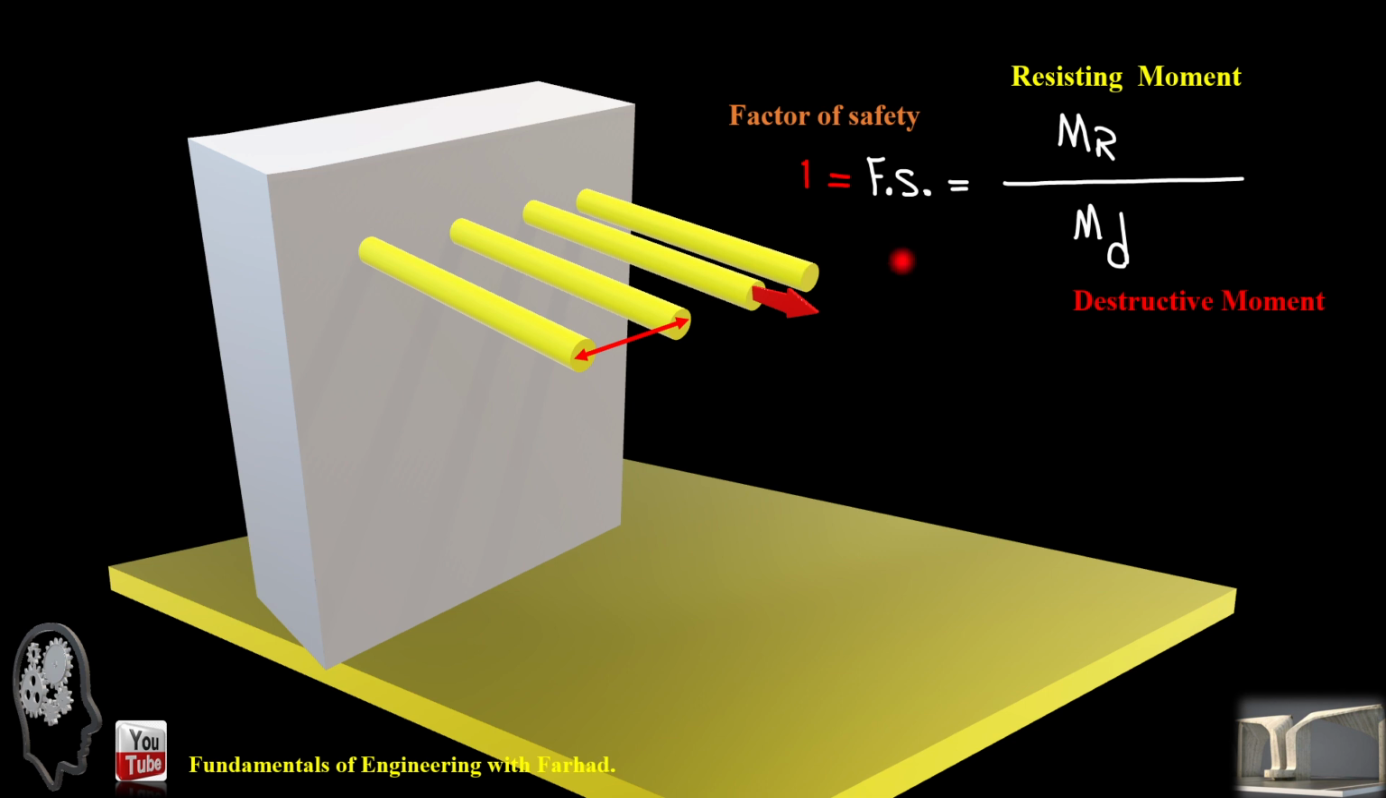The factor of safety against overturning in our problem is provided to be 1, and factor of safety against overturning is the resisting moment over the destructive moment. And again, we know the tensile force in each rod is 33 tons, and we want to know what the distance is.